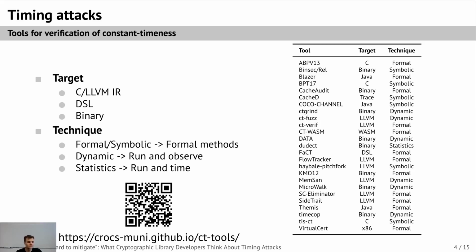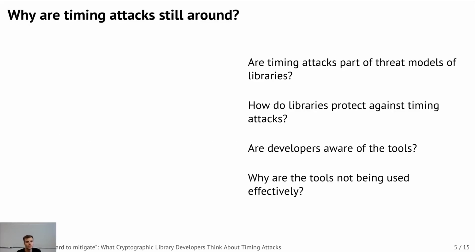So I've just explained how we have this constant time code practice, and even if that's not enough in the presence of these nefarious optimizing compilers, we have these tools for verification of constant timeness. So timing attacks shouldn't really be a thing, right? So why are timing attacks still around? Is it that timing attacks are just not part of the threat models of cryptographic libraries? Is it that the library developers do not know how to protect against timing attacks? Is it that the developers are unaware of these tools that could help them? Or in general, why are the tools not being used effectively?